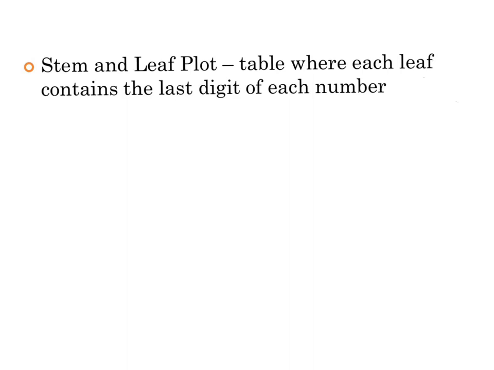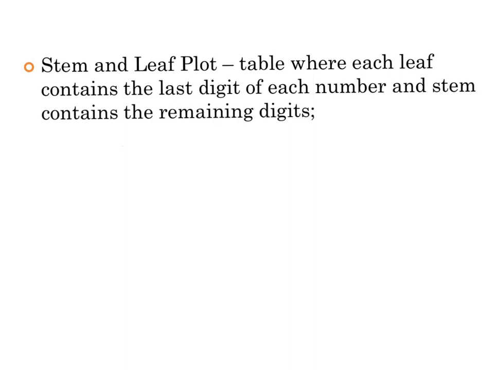And we have to tell about the stems. The stem contains the remaining digits. So those are the front digits, right? If the leaf is the last digit, all the other digits in front of that last digit are the stems. The number of leaves will equal the class frequency, because that's the number of times those data values will show up.